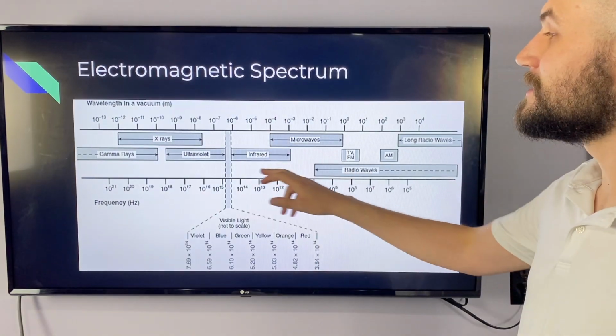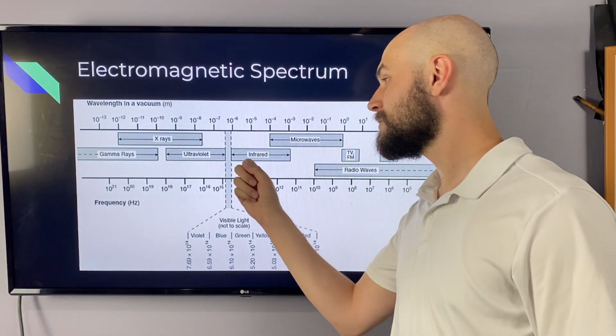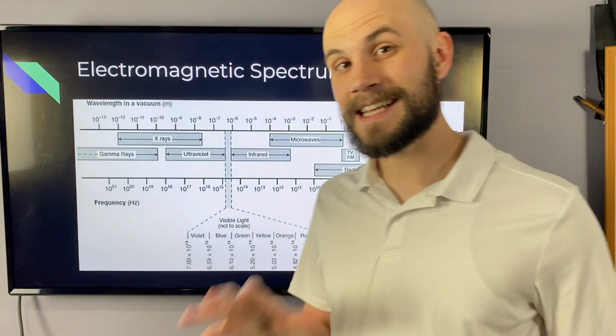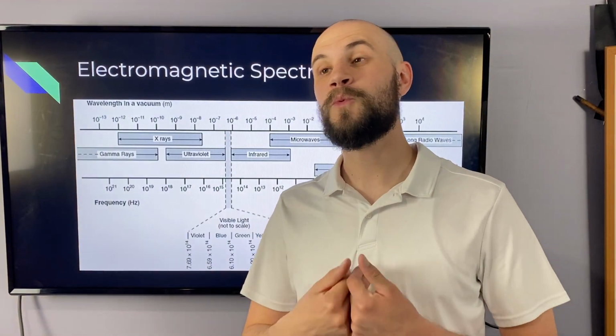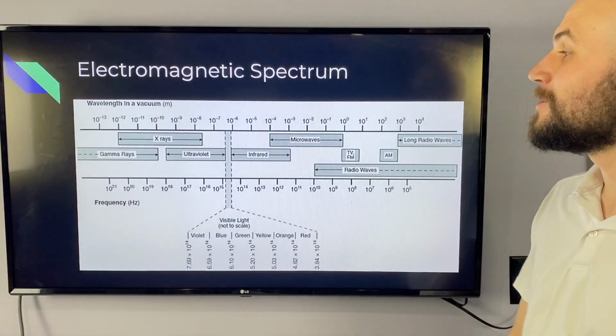So next is our infrared radiation. Infrared quite literally translates to below red. Infrared we detect as heat in our universe. That's one of the ways that heat is transferred through radiation, and that's through infrared radiation.